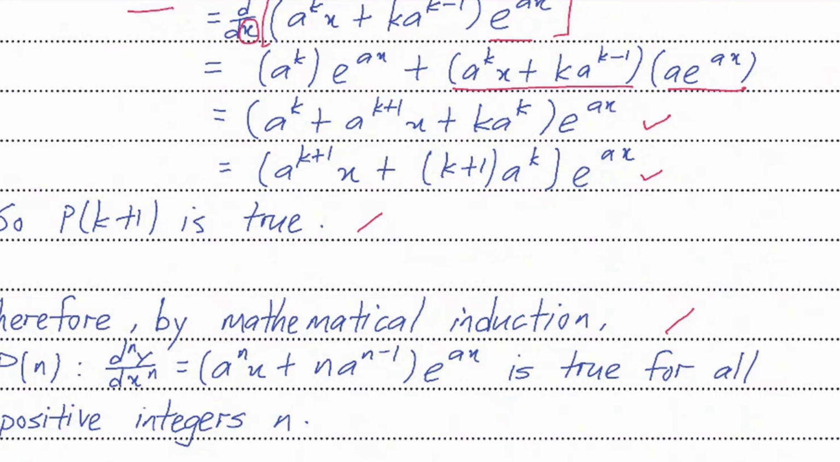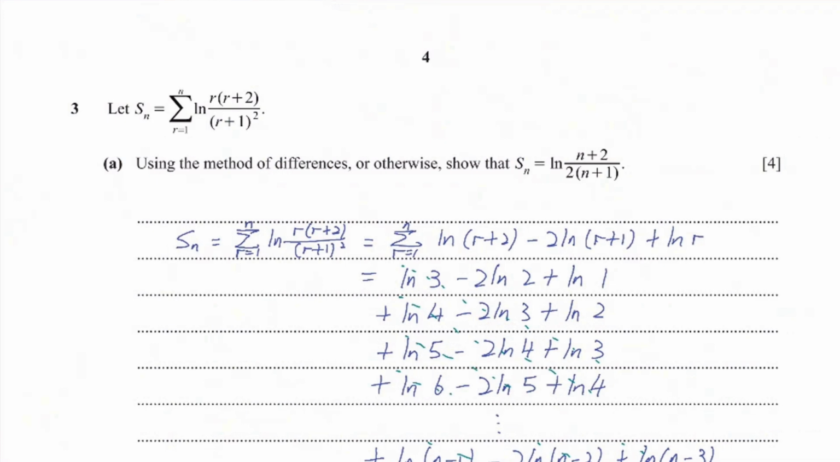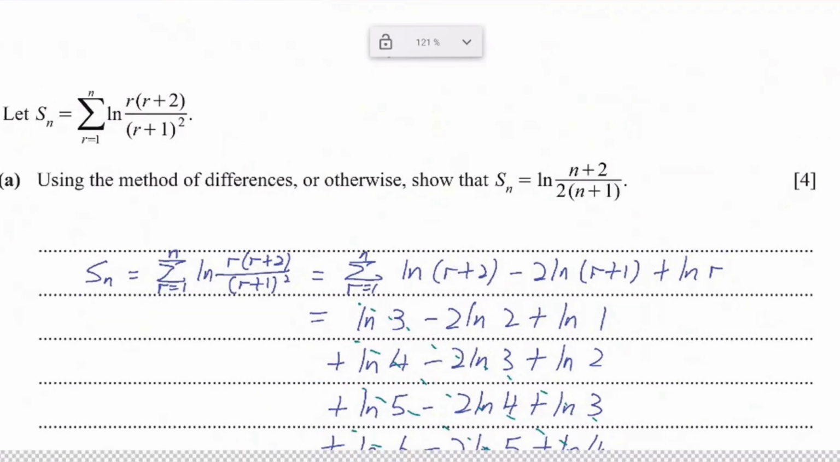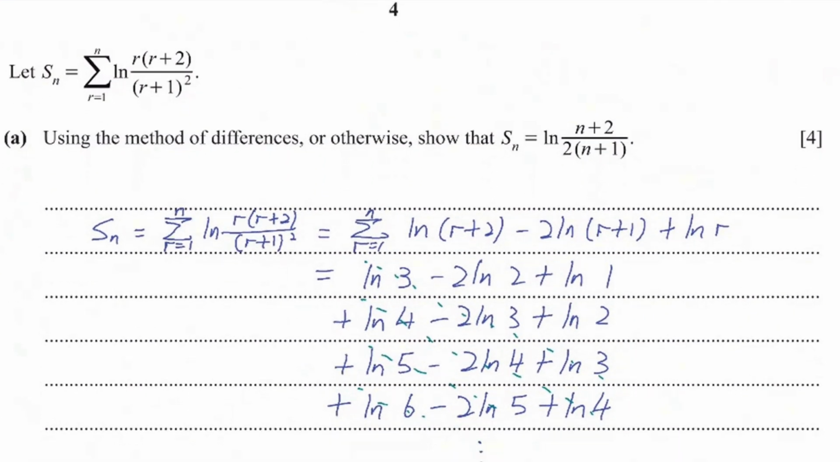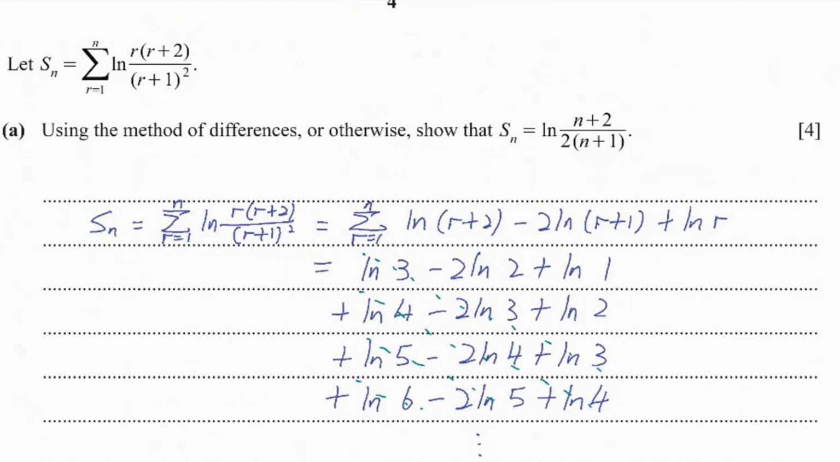Okay, so let's look at question 3. For question 3, the series is given in a long form. Using the method of differences or otherwise, show that Sn is given by this result here. It might not be easy if you just keep the terms like this, in the fraction form. It's not so easy for us to look at it.